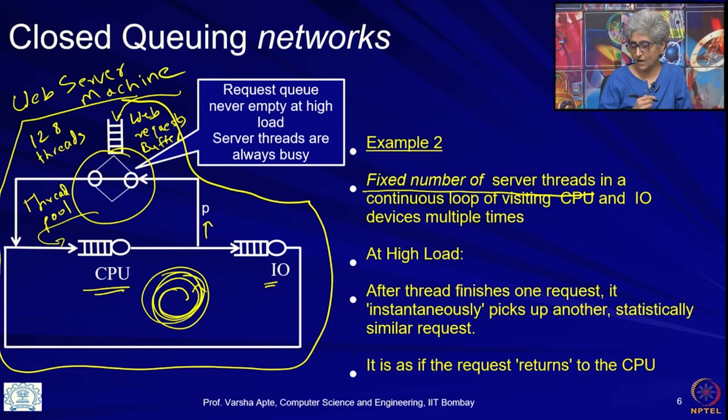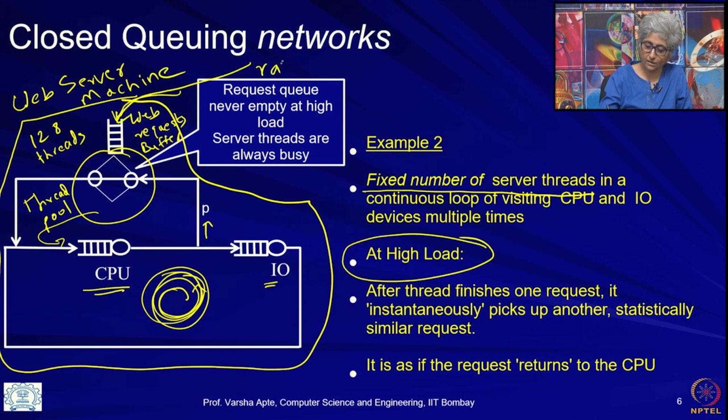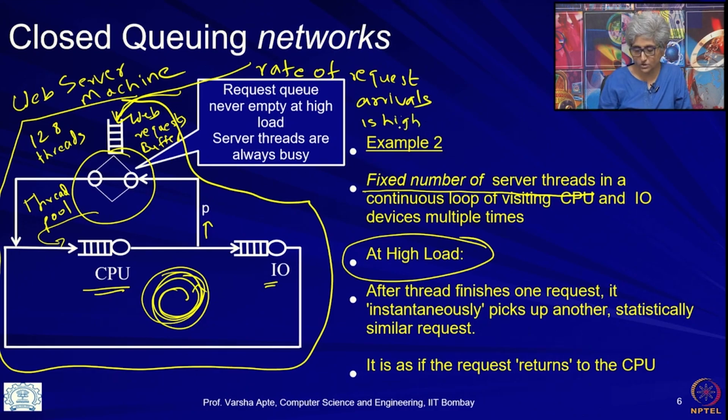Now, imagine what happens at high load. Okay. Let us just focus on what happens at very high load. What do I mean by high load? There are a lot of users and they are issuing requests very frequently. So, the rate of arrivals into this system is high. Okay. This is so high that we assume that this request queue here is never going to be empty. There is always going to be some request here waiting to be served, and these 128 threads are always busy.